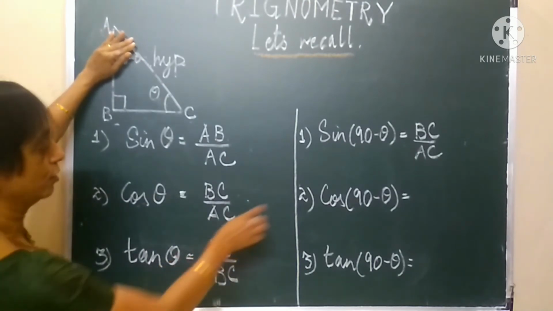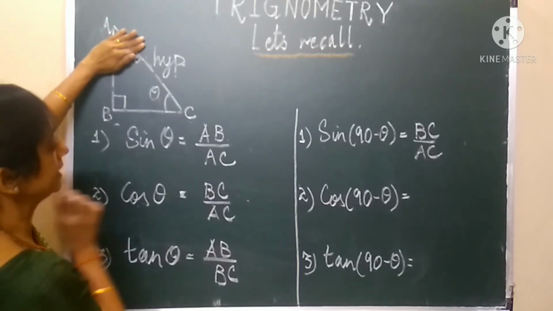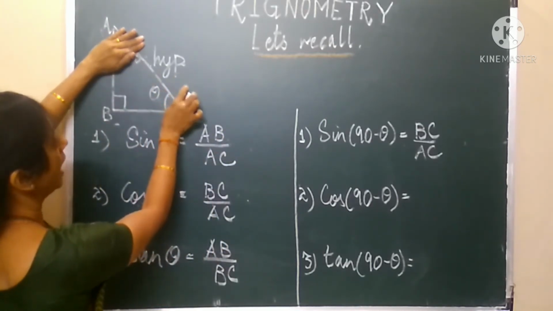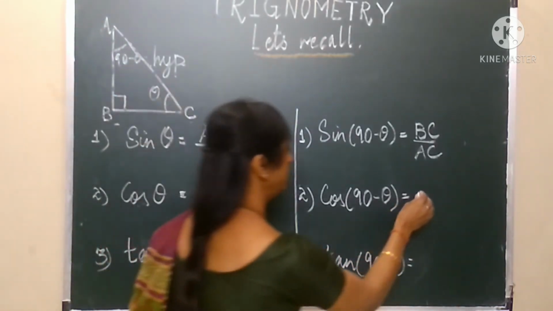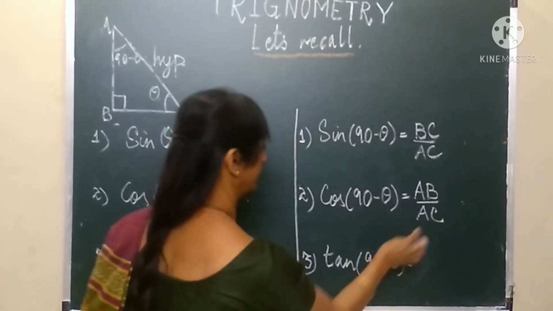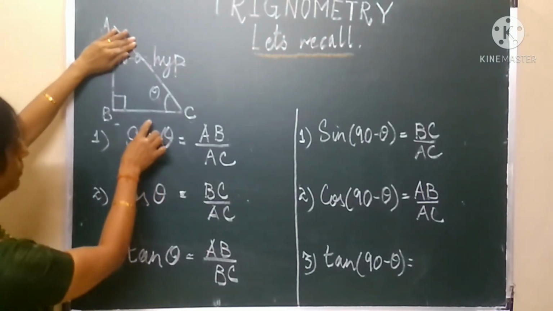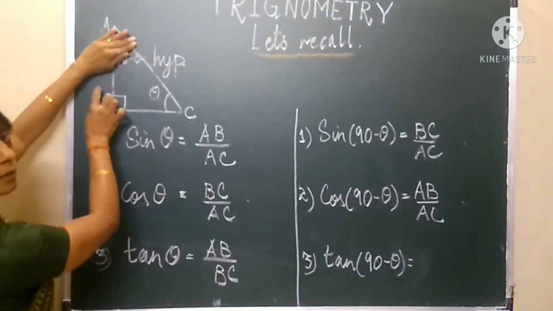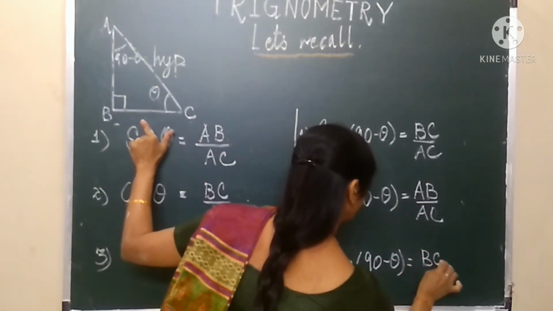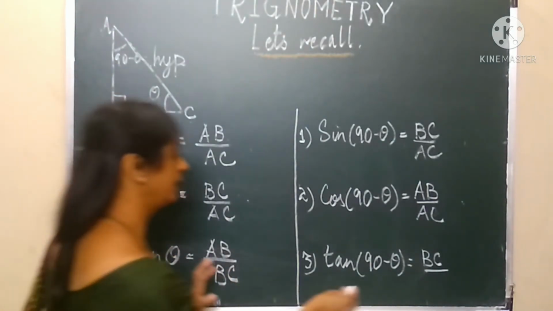What was cos of any acute angle? That is, over here particularly we are referring to 90 minus theta. So cos of this angle will be adjacent side upon hypotenuse. Which is the adjacent side? AB upon AC. Tan of 90 minus theta is opposite side upon adjacent side. Opposite side BC upon adjacent side, that is AB.